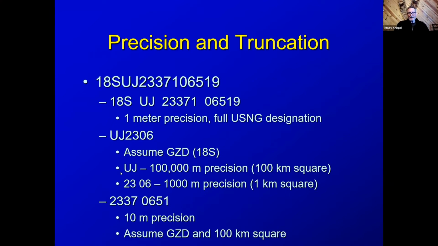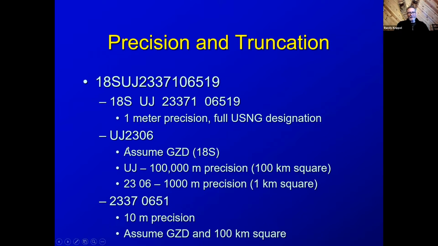So you start to get these efficiencies. The UJ is a 100,000 meter square, 2306. Just because we have 4 digits, 2 digits in X and 2 digits in Y, it automatically implies that we're talking about a 1,000 meter square, defined by its lower left corner.